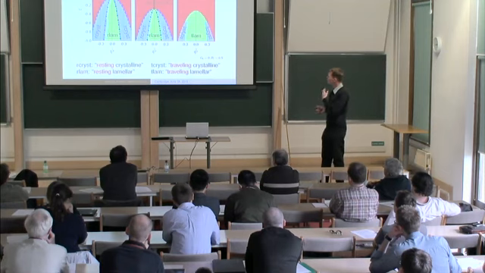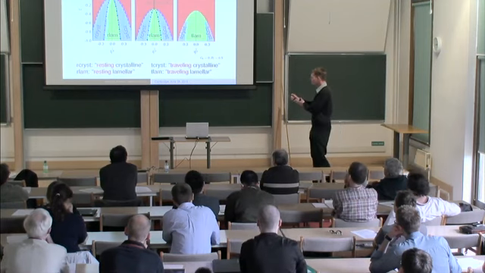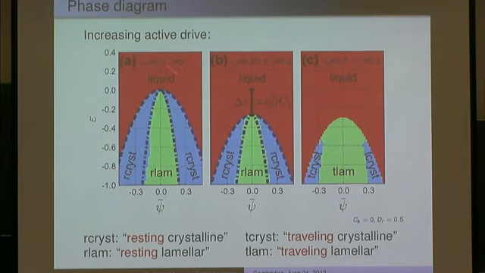Of course, we also determine the phase diagrams here. So this is the check: zero self-propulsion velocity, so no activity, and we should reobtain this phase field crystal phase diagram that you already saw before, and we do. Now we call these phases resting lamella and resting crystalline, because as you see, they will also be able to travel.